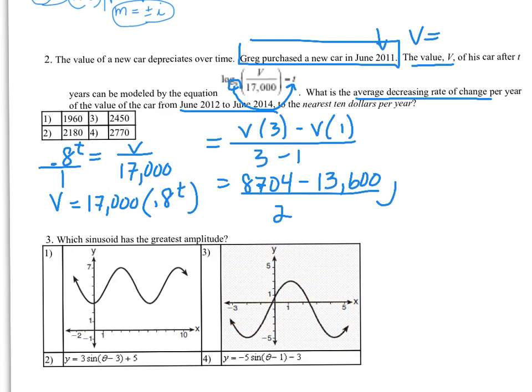And then, I'm sorry, I'm trying to squeeze it all in here for you. I end up with negative 2,448, which makes sense because it's a decreasing rate, right? So the rate is going down. That's why we have the negative. And the question says to round to the nearest $10 per year. So this is my tens place. So that's going to give me negative 2,450, which is choice 3.